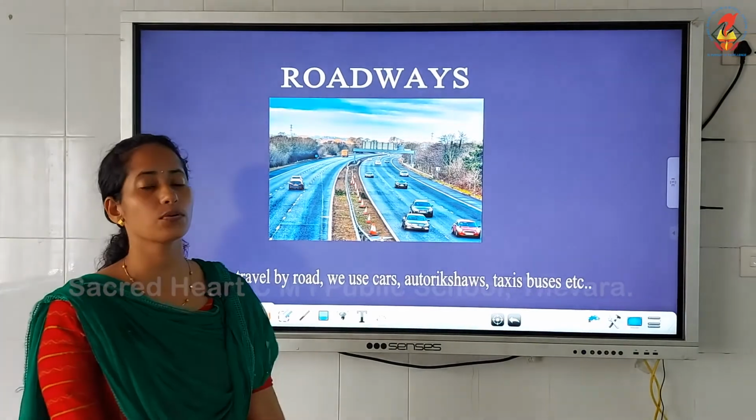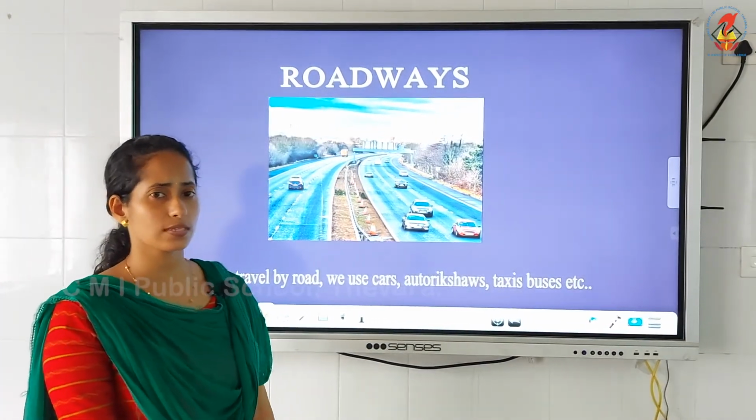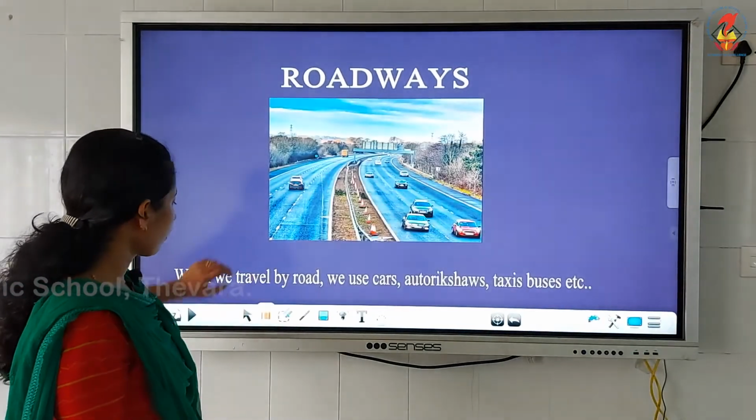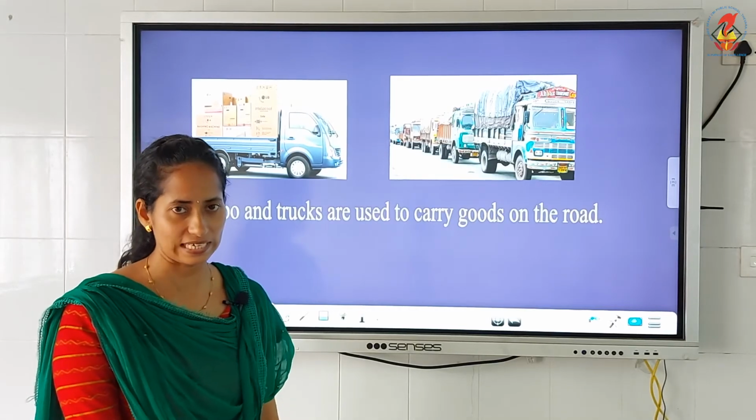And for carrying goods, which are the vehicles that we use? Can you tell me? Of course you know, isn't it? So the vehicles that we use for carrying goods are tempos and trucks. We use tempos and trucks to carry goods from one place to another. I hope it is clear for you.